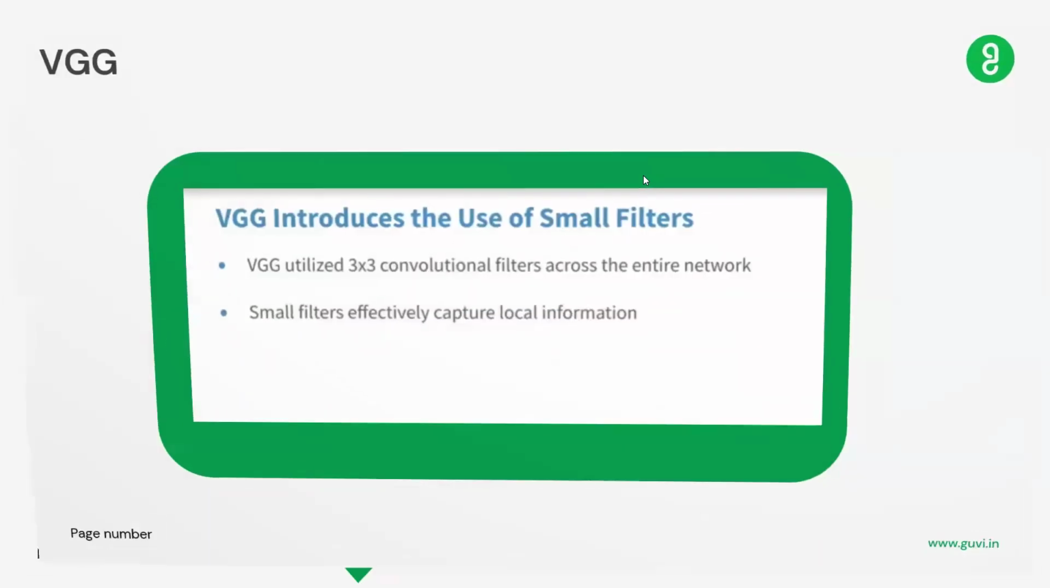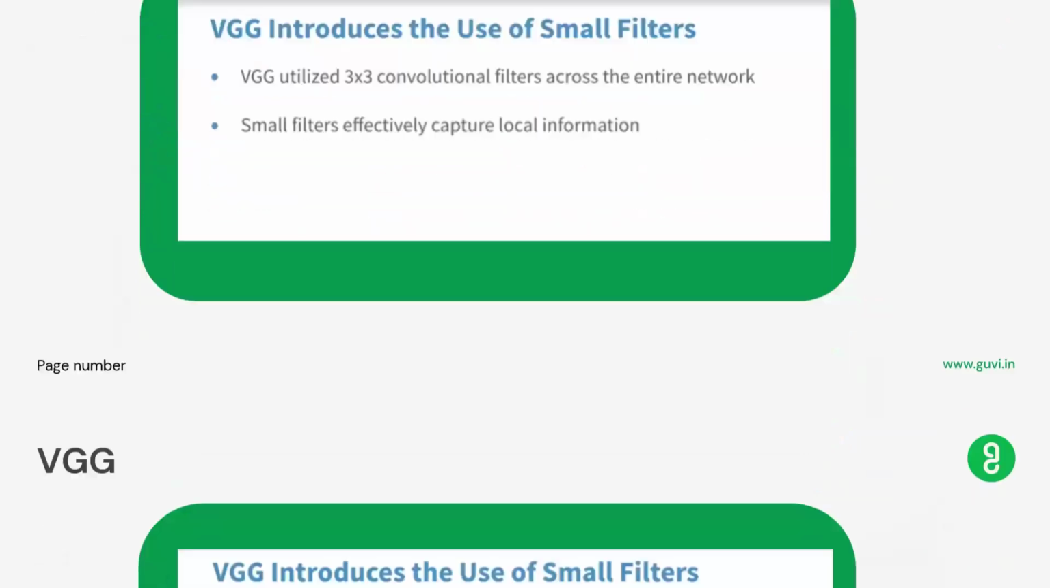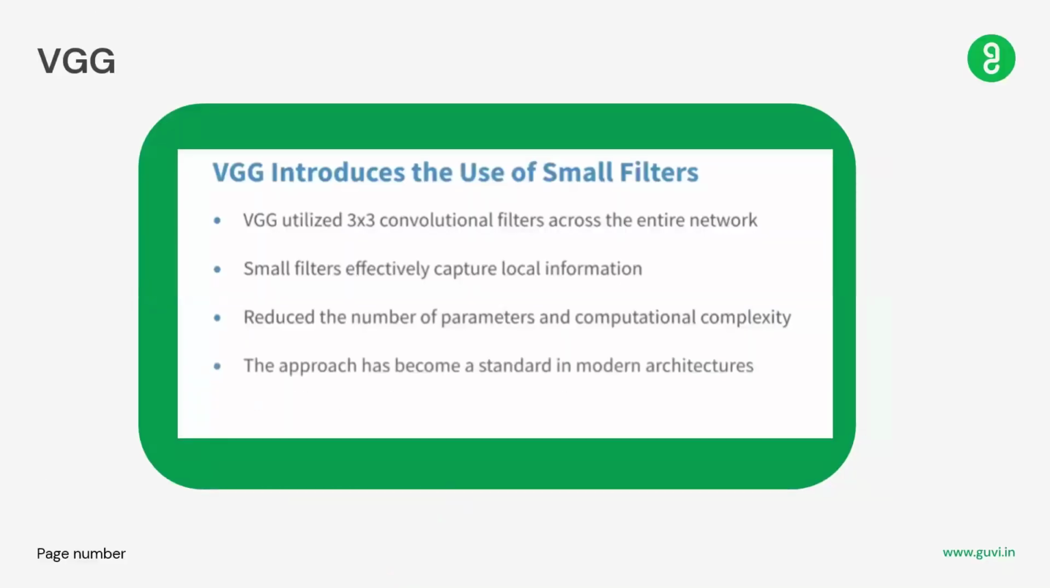Now in the next picture, we can see the use of small filters. This differed from some previous architectures which used large filters. VGG demonstrated that small filters could efficiently capture local information while reducing the number of parameters and computational complexity. The next is a practice that has become standard in modern architectures. The use of smaller filters helps reduce the number of parameters and computational complexity, while maintaining the network's ability to capture complex patterns.